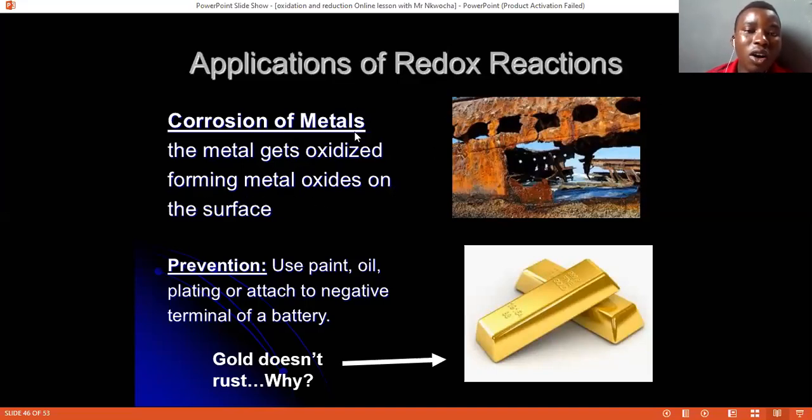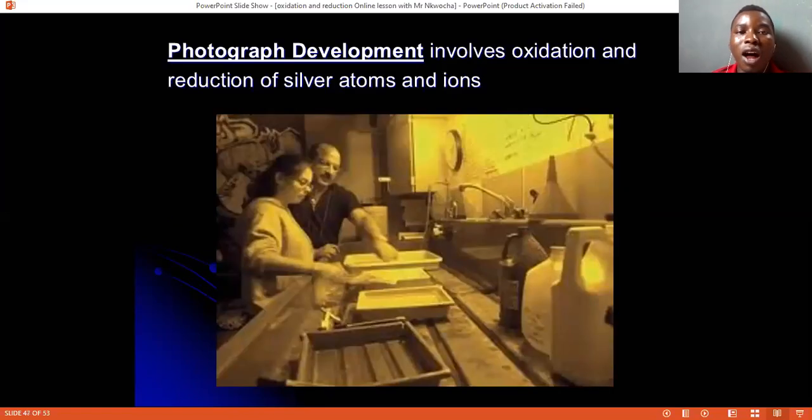You can see here, I've gone ahead to show you where we apply it: in corrosion of metals. Metals get oxidized by forming metal oxide. Prevention uses oil, paint, plating, or attaching a negative terminal. Gold doesn't rust. Why doesn't gold rust? Because it's solely unreactive. Photography also involves oxidation and reduction of silver atoms and silver ions.